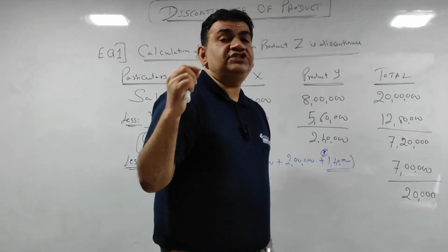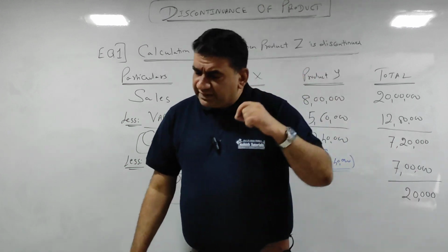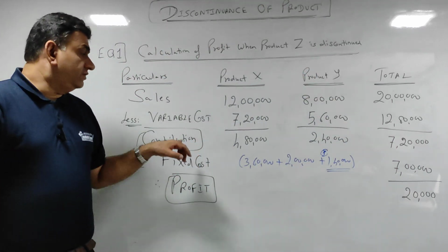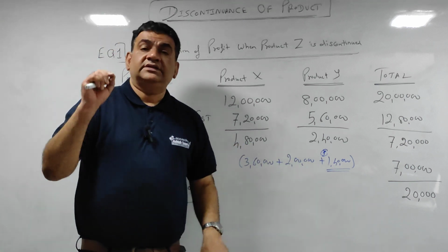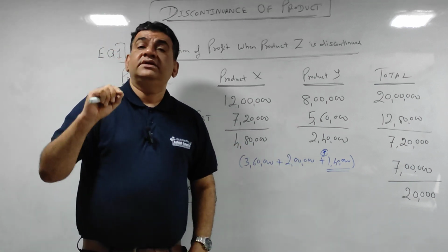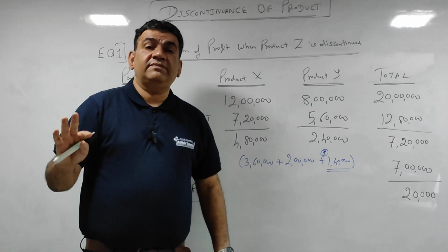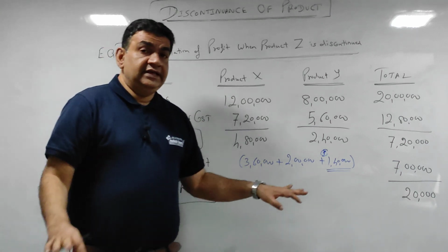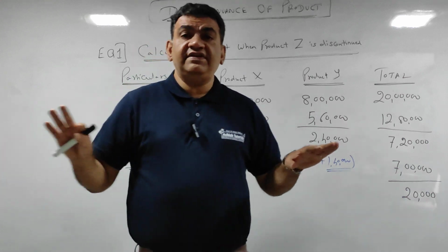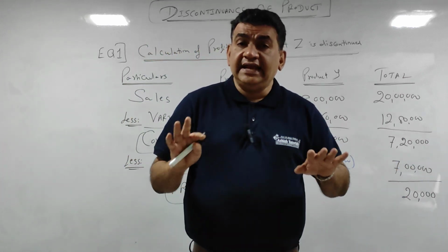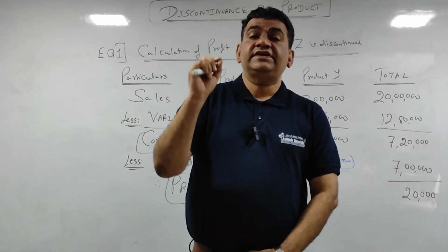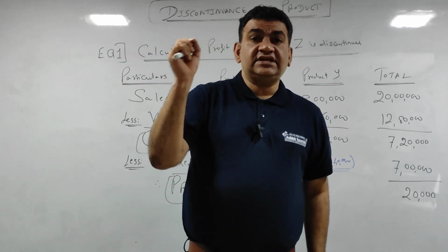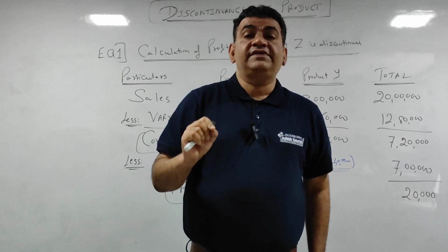The products which I am continuing, their contribution, sales and variable cost will continue as it is. When it comes to fixed cost, if there is no saving in fixed cost, then the existing fixed cost will continue as it is. Even the discontinued product's fixed cost will continue.